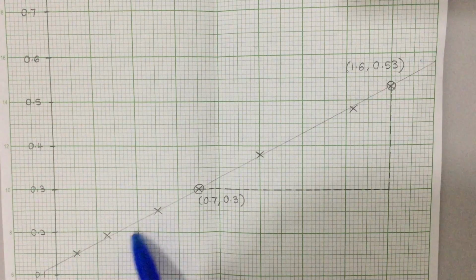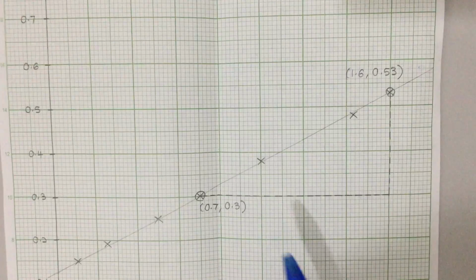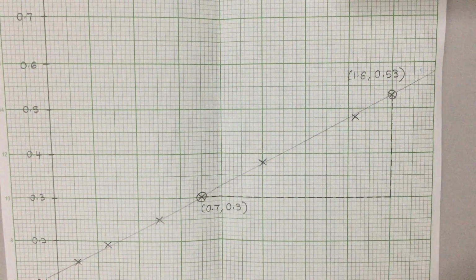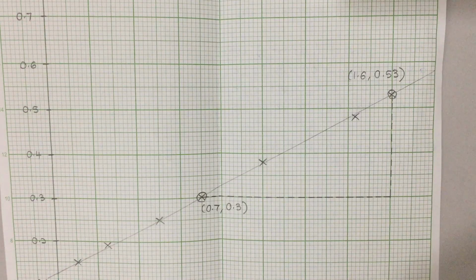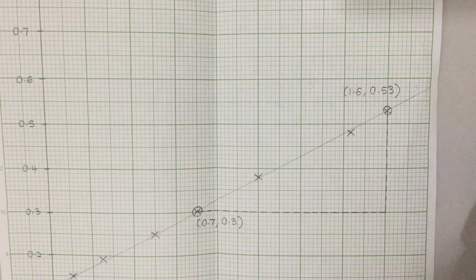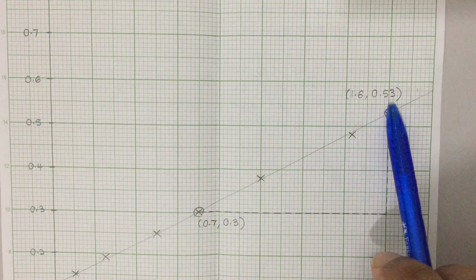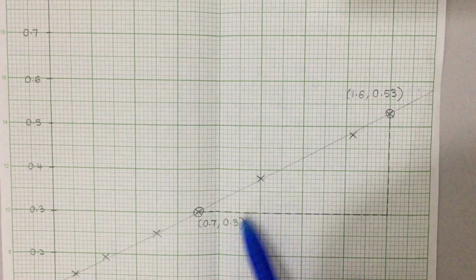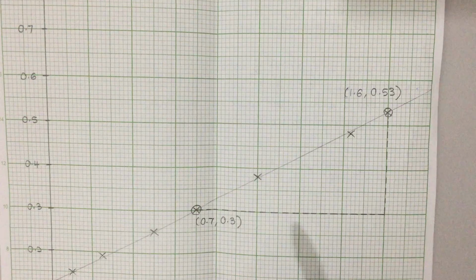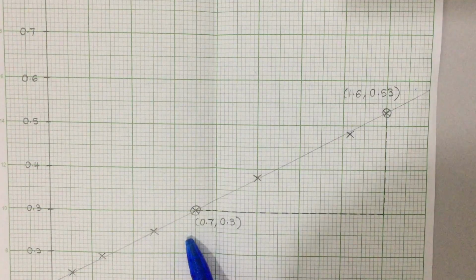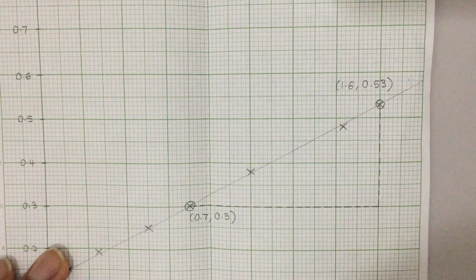Since you can see the slope of the graph is going up, you can guess that your gradient will be a positive value, but we still need an actual calculation. So let us proceed. The formula for gradient is y2 minus y1 divided by x2 minus x1. In this case, y2 will be 0.53, y1 will be 0.3, so y2 minus y1 is 0.53 minus 0.3, divided by x2 minus x1. Your x2 will be 1.6 and your x1 will be 0.7.